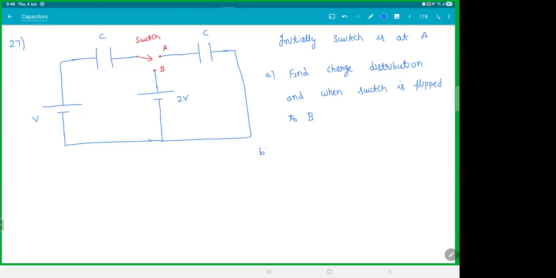The second part. Now, if the switch is flipped back, so you kept it at B, then you took it back to A again. Just because of flipping the switch, in that process, how much heat do you get? If the switch is flipped back to A, find the heat produced. Let's get these two. Let's see how you do this. Others, do keep your cams on.